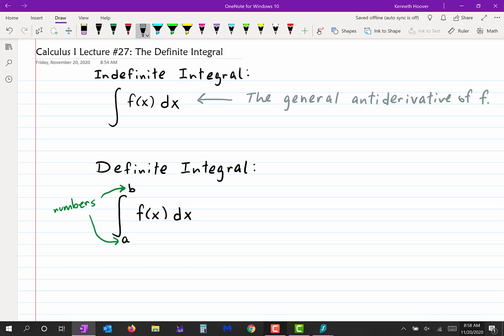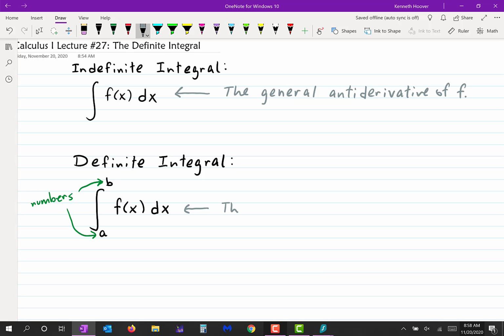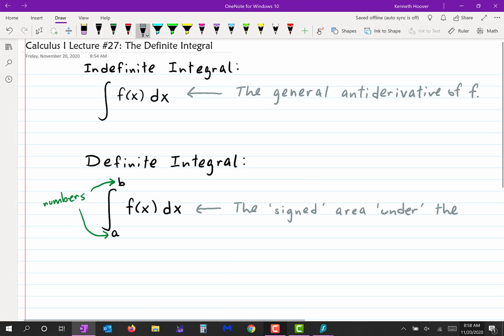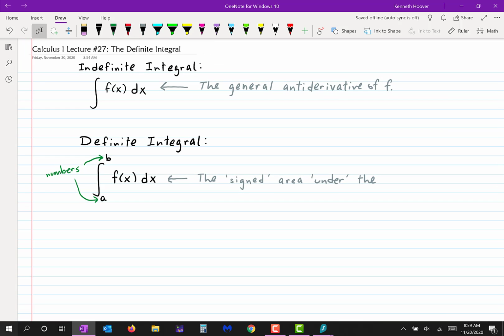Okay, now, what does a definite integral tell you? Just like an indefinite integral tells you the antiderivative of f, a definite integral tells you the area, the actually signed, I'll explain that in a minute, the signed area, and then here's another word, under the graph of f. I want to shrink this down a little because I would like to write that all on one line.